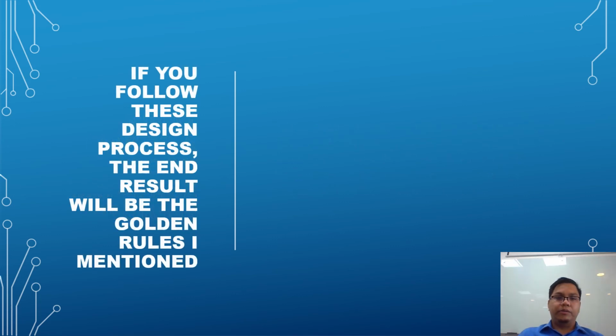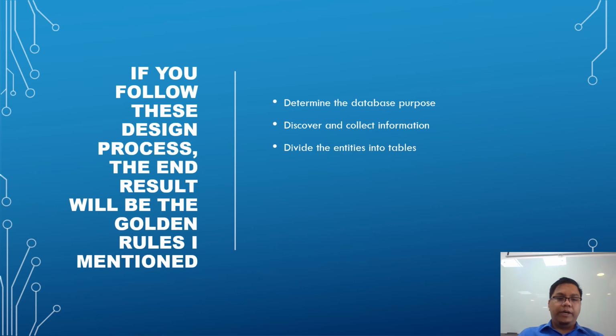If you follow this design process, the end result will be the golden rules I mentioned. Determine the database purpose, discover and collect information, divide the entities into tables, turn the data points into columns, identify primary and foreign keys, normalize and refine.